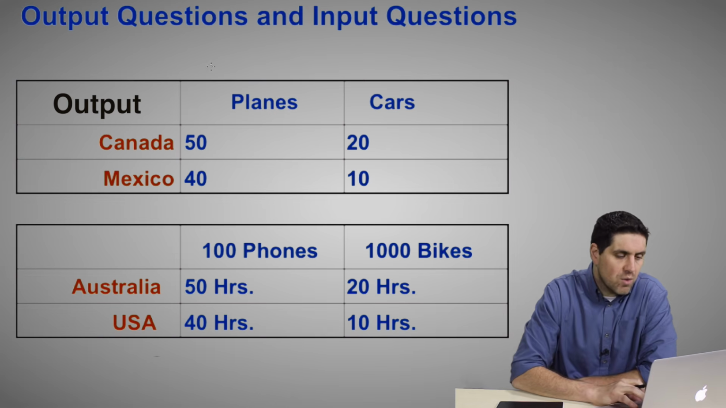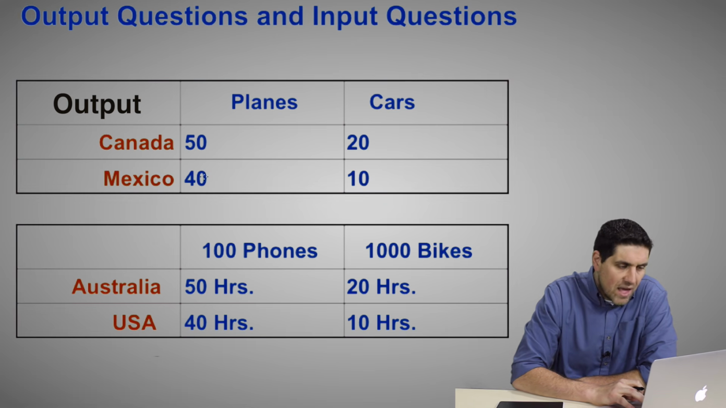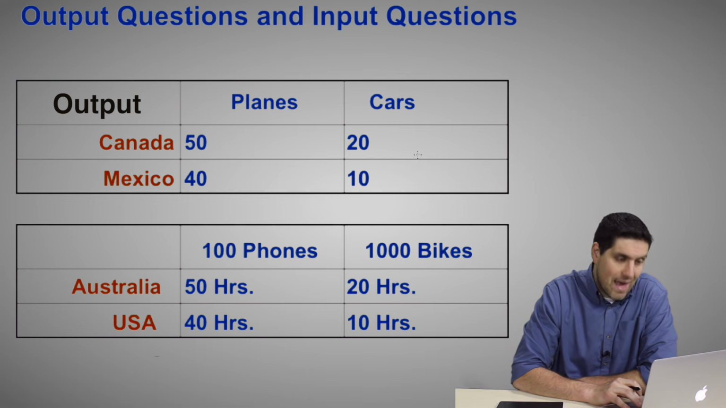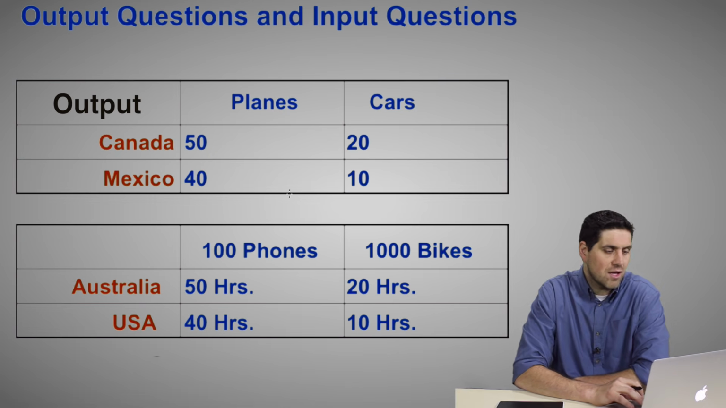Now, which country, real quick, has an absolute advantage in the production of planes? Well, Canada. They can produce more planes than Mexico. Which country has an absolute advantage in production of cars? Yeah, Canada. They can produce 20 and Mexico can only produce 10. So Canada has an absolute advantage in both goods. Very true. Now let's go look down here.